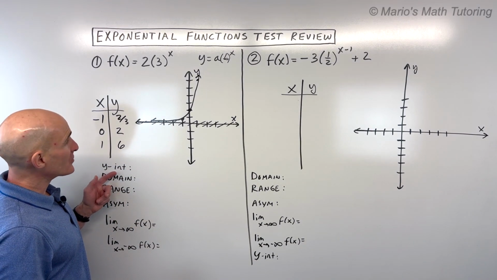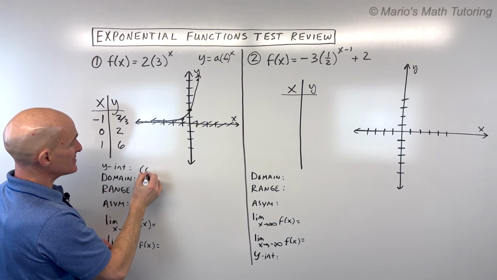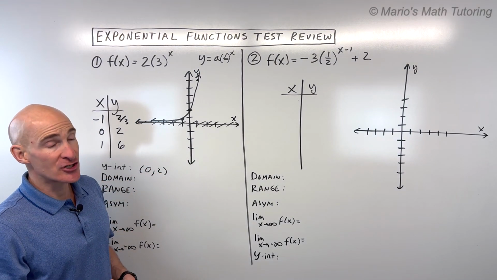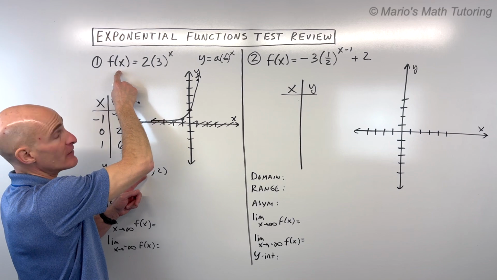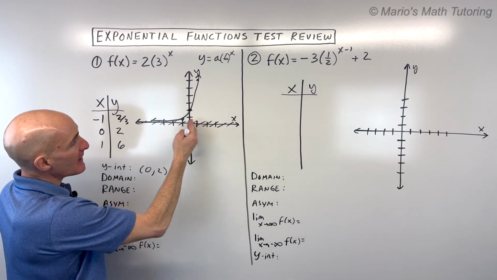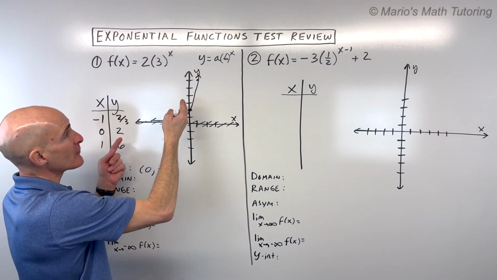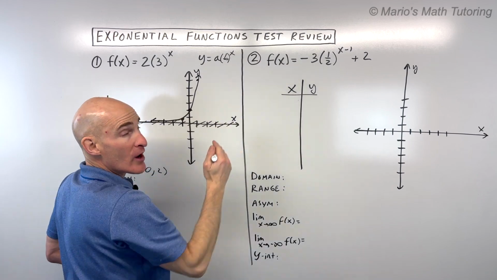So the y-intercept is this number right here where it crosses the y-axis. So that's going to be at 0, 2. If you're not sure, you can always put 0 in for x and then solve for y. That'll be your y-intercept. Now the domain, that's saying what can the x values be? Well, you can see the graph goes to the left forever and ever, and also to the right forever and ever.